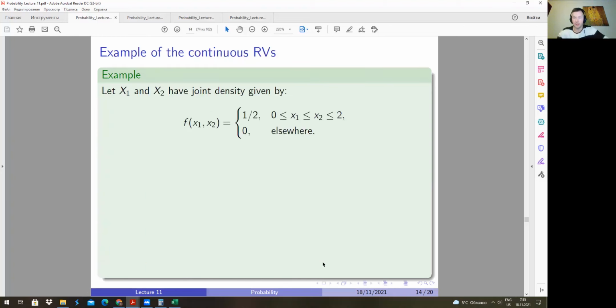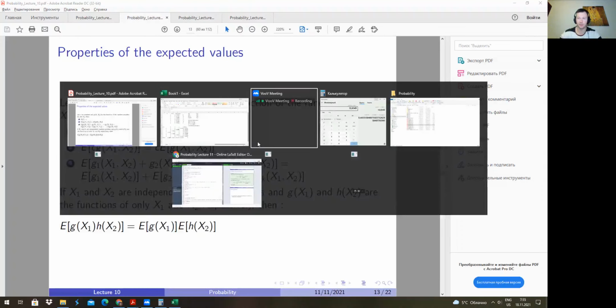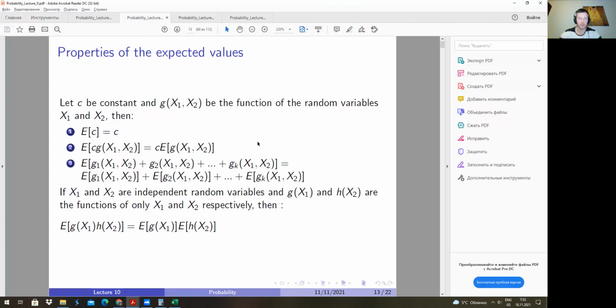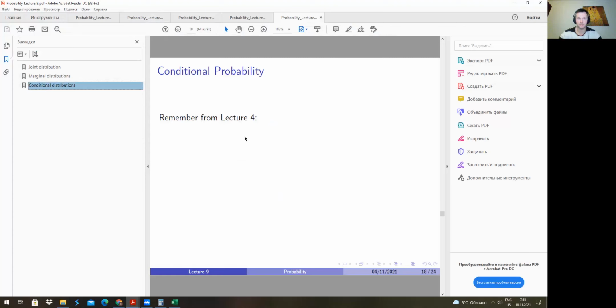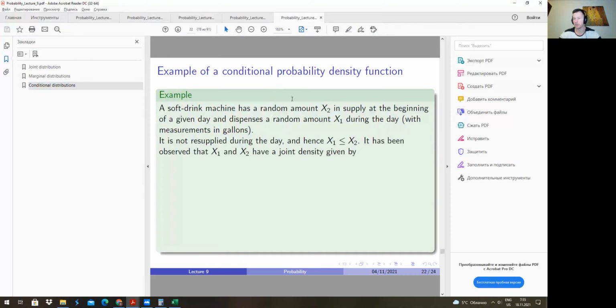And for continuous random variables, if we have the following density function, I took this from the example in lecture number 9, where we exactly calculated these conditionals. So it was about a soft drink machine. X2 was the amount of supply at the beginning of a day, and x1 was the number of sales during a day.